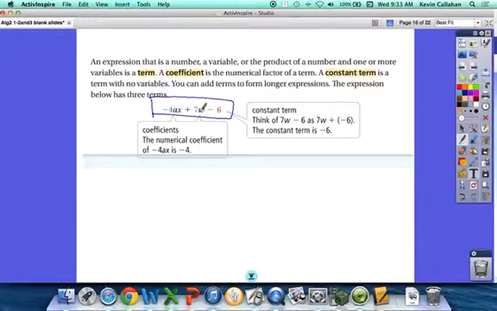1, 2, 3, right? They're separated by a plus and a minus. And that minus is not like a negative 6, like it's multiplying times negative 6. It is minus 6. So when it's being separated by additions and subtractions, then those are 1, 2, 3 terms.